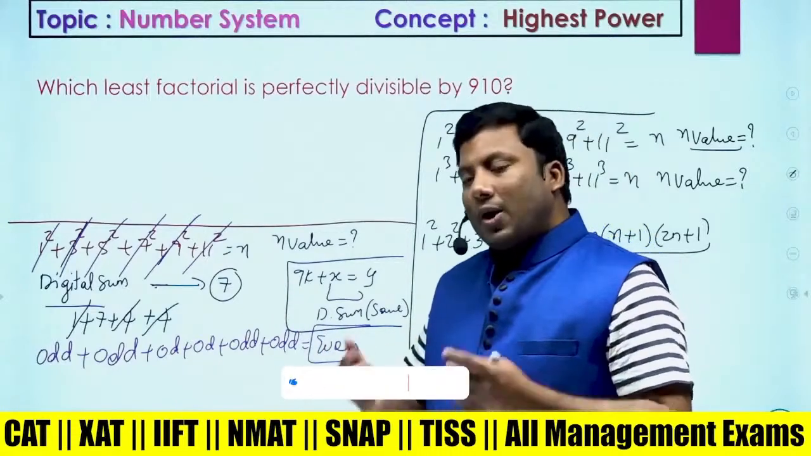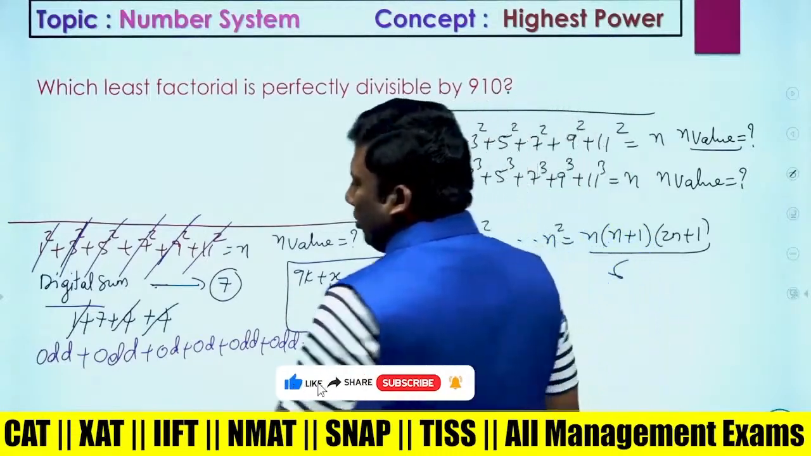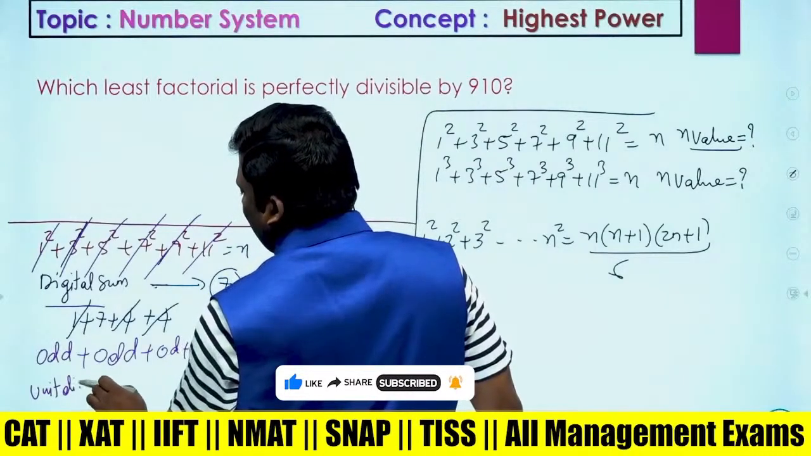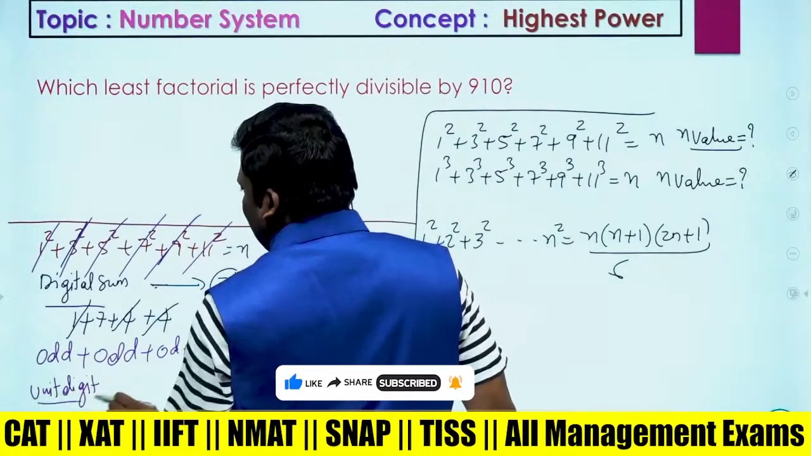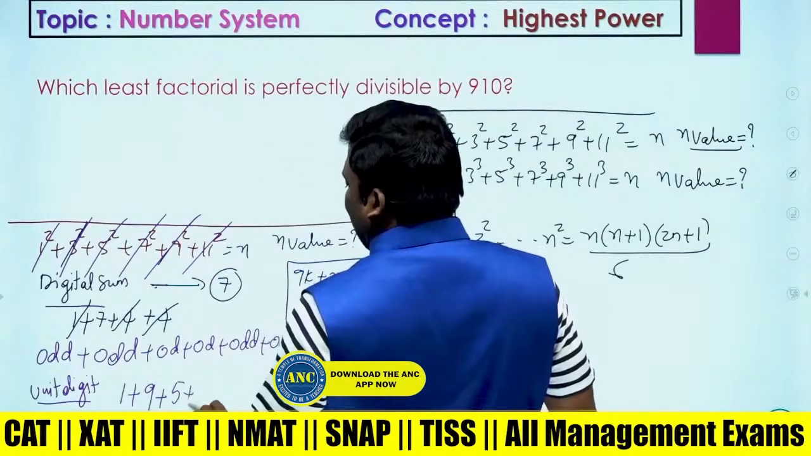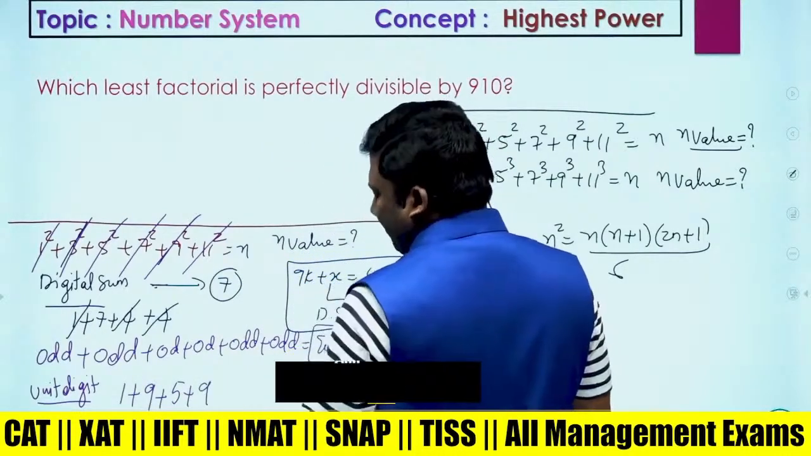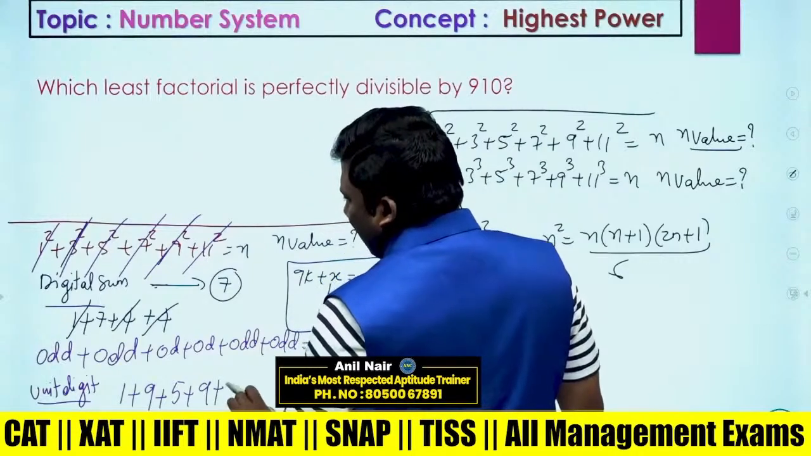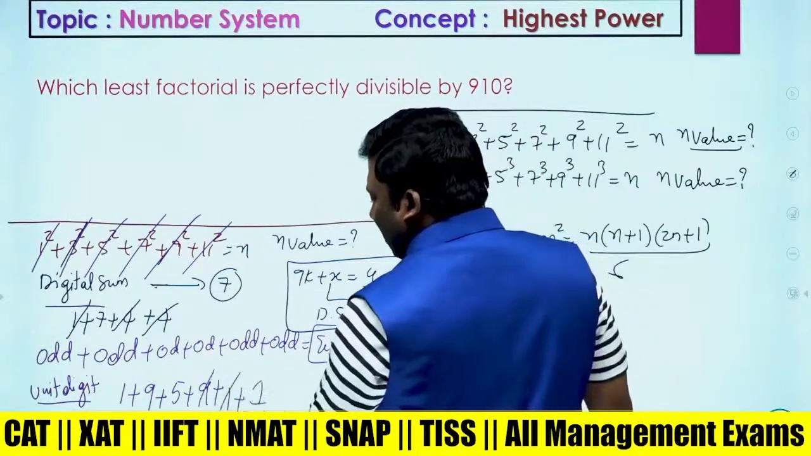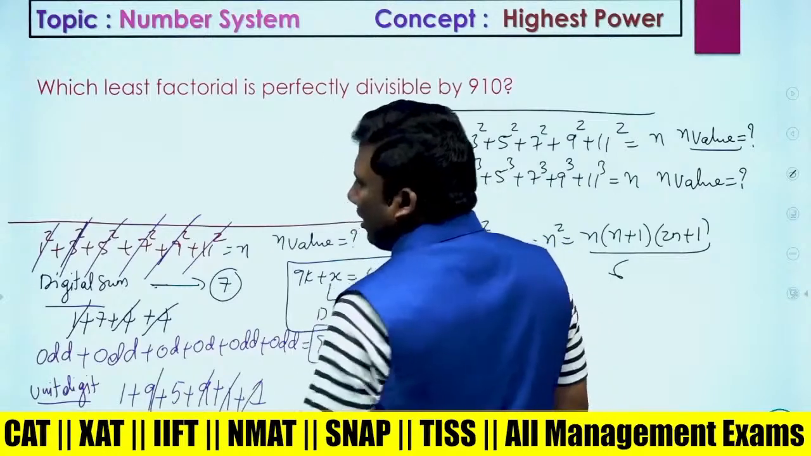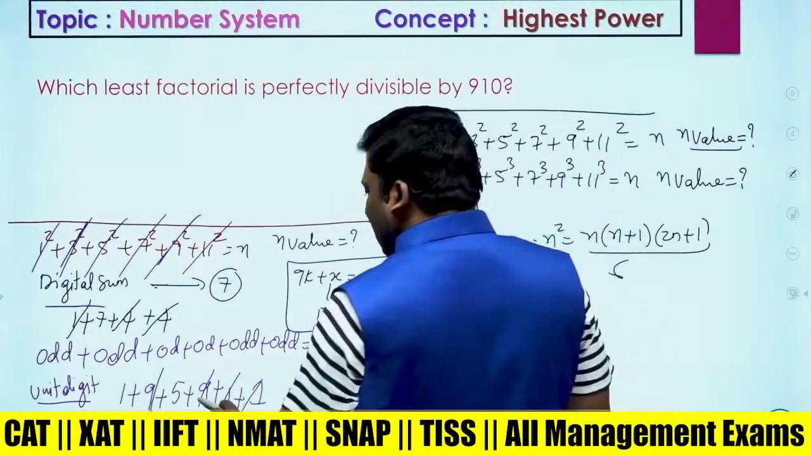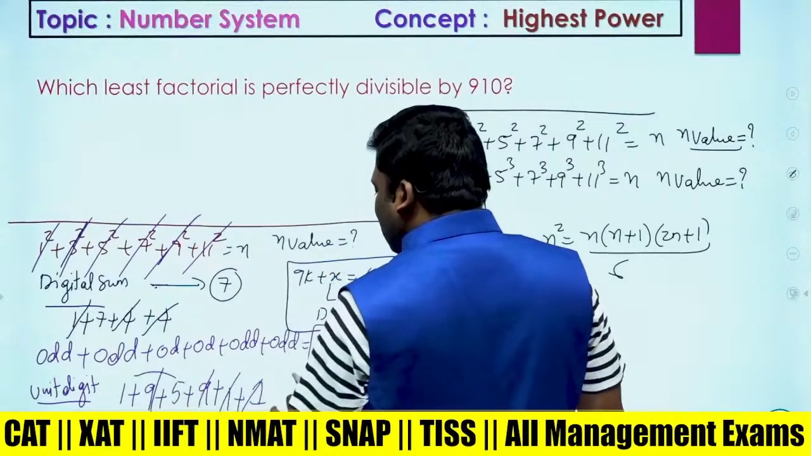If there are more options with even, then you can use the unit digit logic. 1 square it is 1. 3 square 9. 5 square 25. 7 square 49. 9 square 81. 11 square 121. Unit digits: 9 plus 1 is 10, 9 plus 1 is 10, 9 plus 1 is 10. I hope the idea is clear. So the answer unit digit will be 1 plus 5, 6.